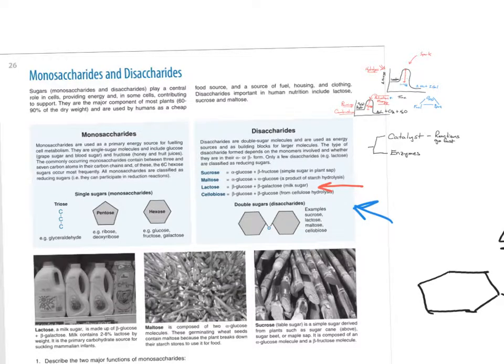Now let's see here. Where can I find those answers? They play a central role in cells, providing energy and contributing to support. All right? And here's what disaccharides are. They're important in human nutrition, and actually animal nutrition, because animals use it, not just humans.